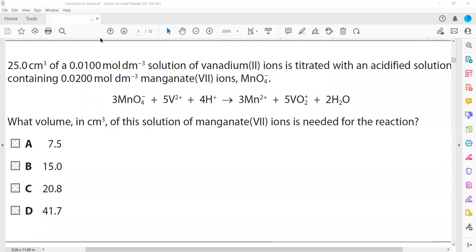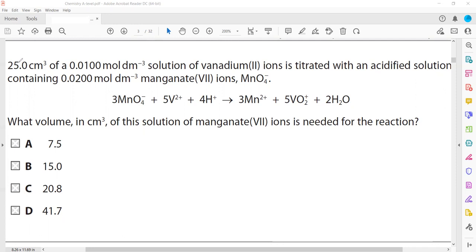So 25 cm³ of 0.01 mol/dm³ of vanadium 3 ions. So vanadium 2 ions, sorry, titrated with acidified solution of 0.02 mol/dm³ manganate(VII). What is the volume in cm³ of the solution of manganate(VII) ions, MnO4⁻, which are needed?